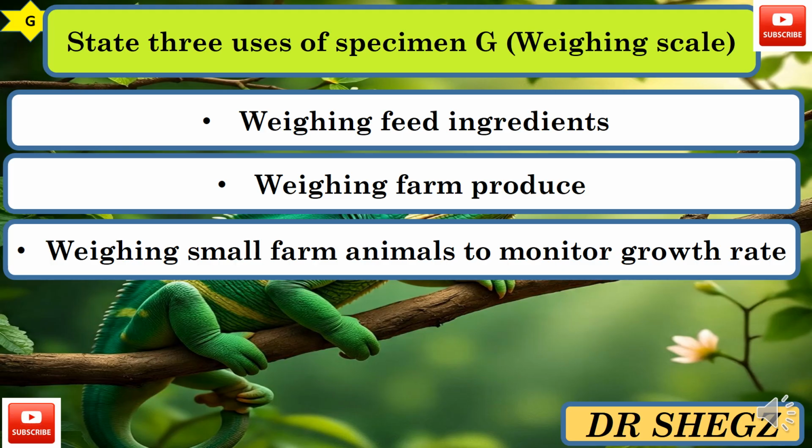You want to make formulations for the farm animals. You weigh it. Then, of course, the farm produce. You want to weigh whatever you harvested. You use your weighing scale. And of course, you want to sell. If you want to sell farm animals, the small farm animals, you can weigh them. So to monitor, if you want to also monitor their growth rate, you can weigh them to see if whatever feed you are giving them, if it's being effective and giving them the necessary growth.